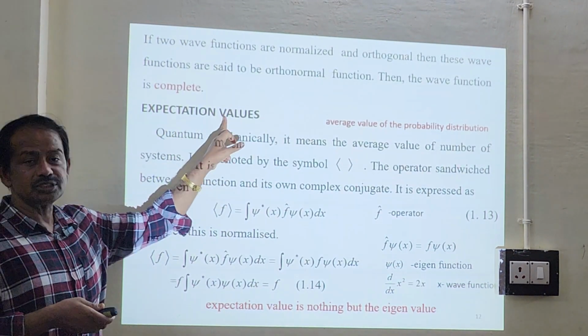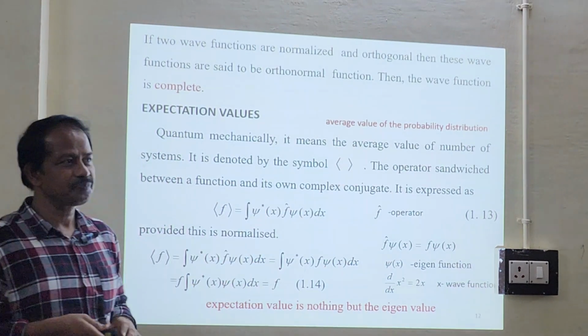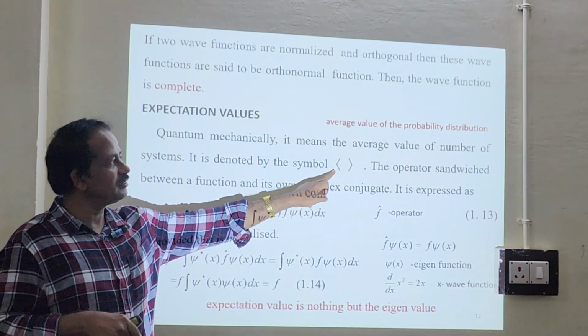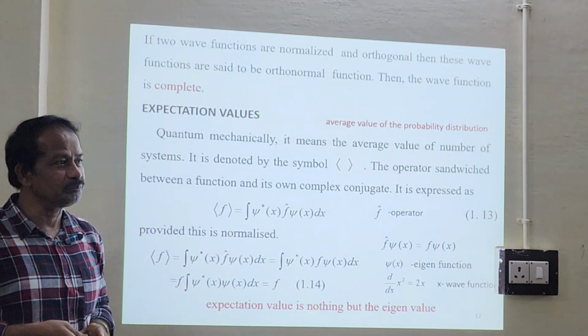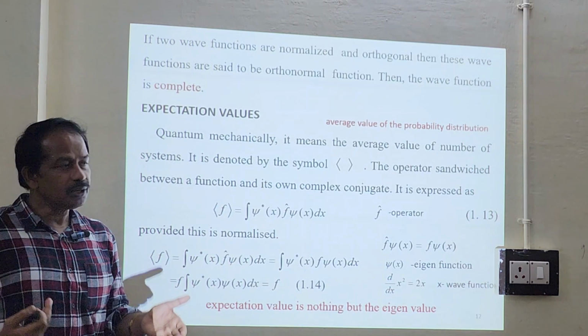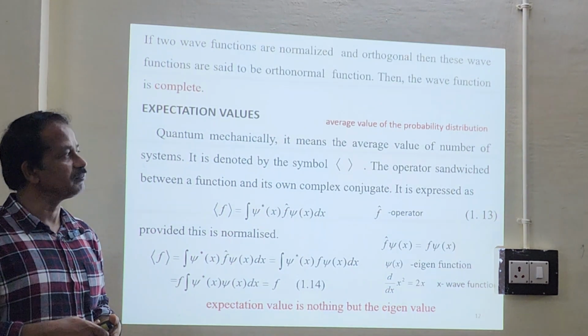So the expectation value is denoted by this symbol. You have a new symbol. This symbol denotes like this. This means this is the expectation value, mean value. So there will be a number of particles. We are going to take the average value, the expectation value.